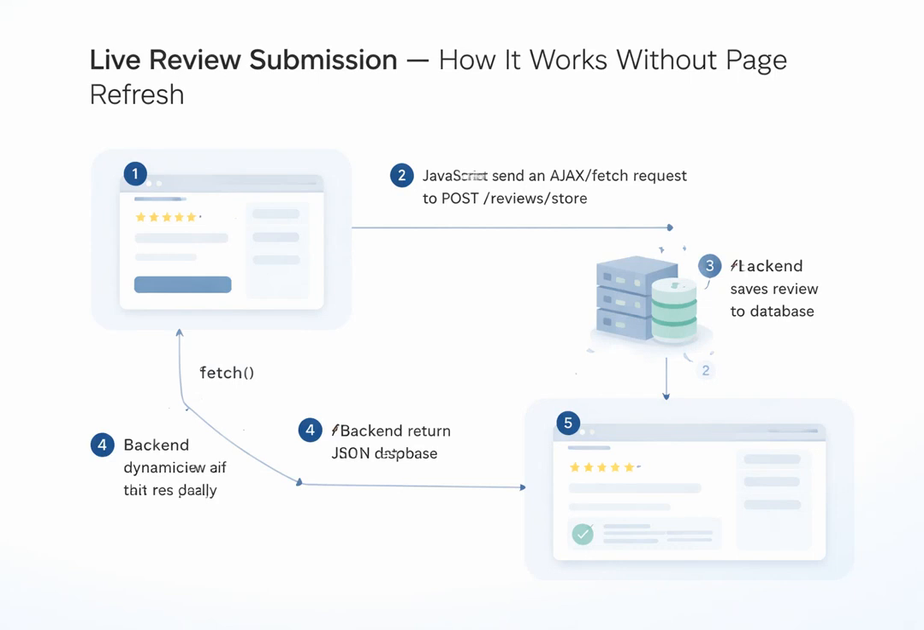The review system is designed to work live, meaning when a user submits a review, the page doesn't do a full reload. JavaScript on the front end sends the review data to the backend API using a fetch or AJAX call. The backend saves the review to the database and returns a JSON response. JavaScript then takes that response and dynamically updates the review list on the page. This is why the API returns JSON format. It's built specifically to be consumed by front-end JavaScript, not to render a full HTML page.